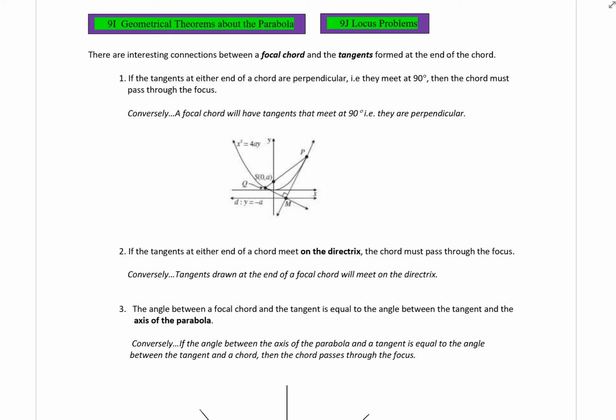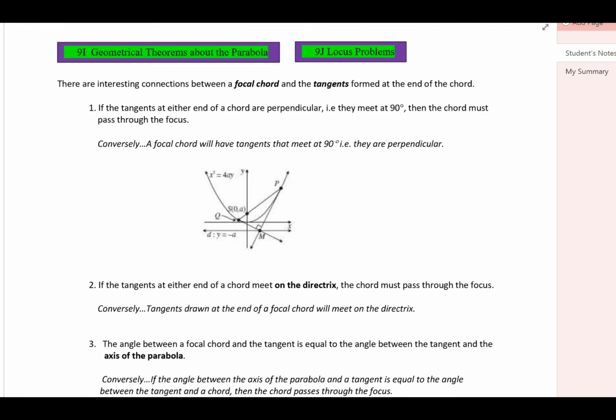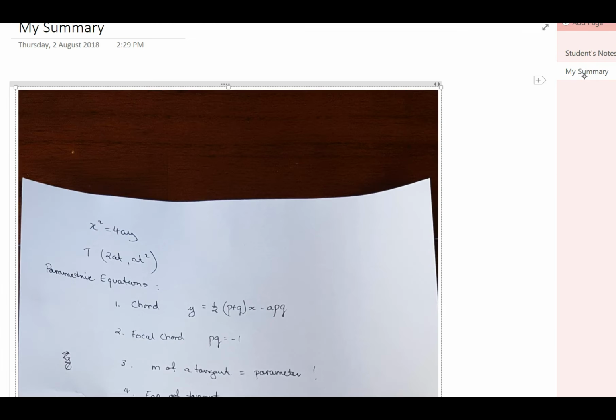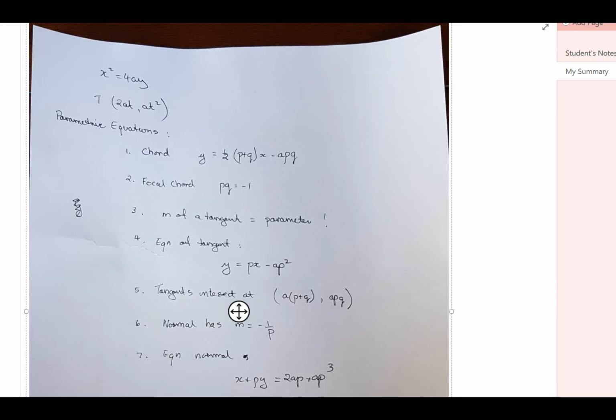So what I've done, you might notice that I've introduced a page. I've also added another page, and I called it my summary, and it basically looks like this, where all I did was just write on a piece of paper what we've done so far. So I've started with the equation of the parabola, the parametric form for denoting the points. Some equations that we came across were equations for the chord in terms of the parameter. We know if a focal chord exists, then the product of the parameters is -1.